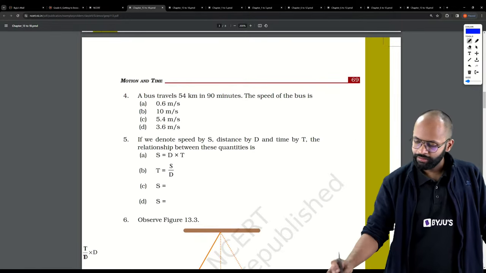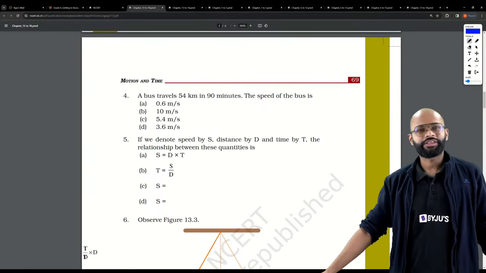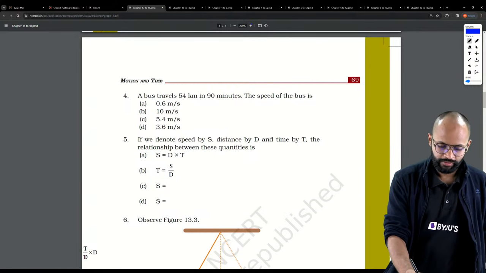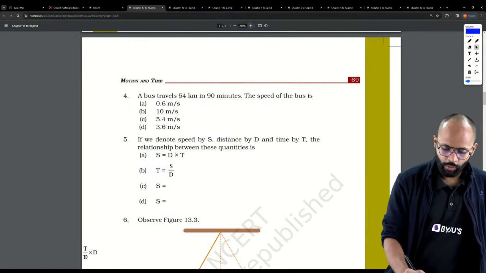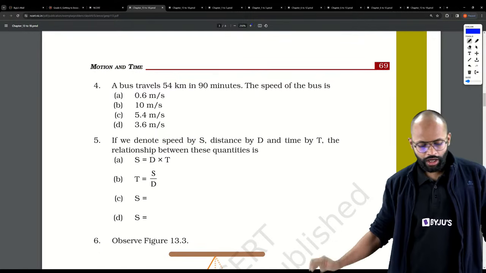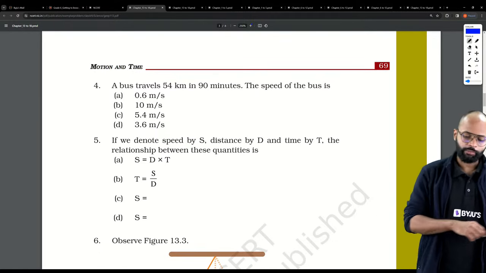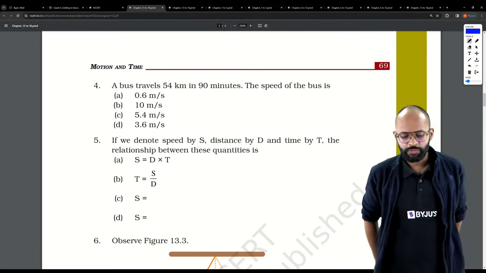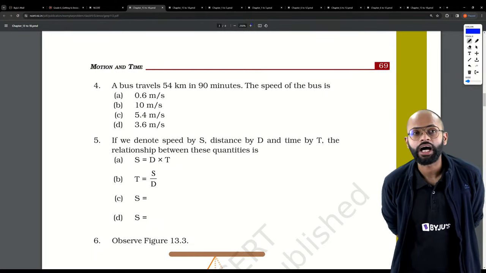Question 4. Question 4 is very easy, quickly give the answer. Question number 4: a bus travels 54 kilometers in 90 minutes. What is the speed of the bus?